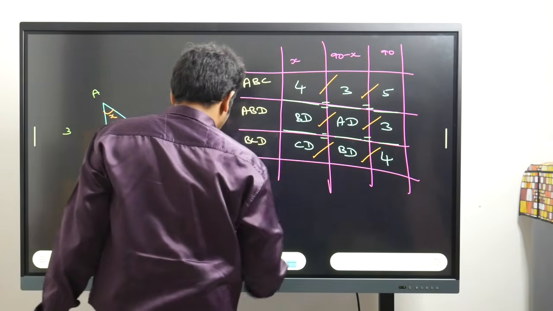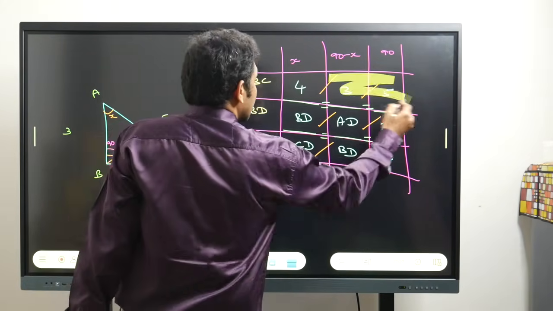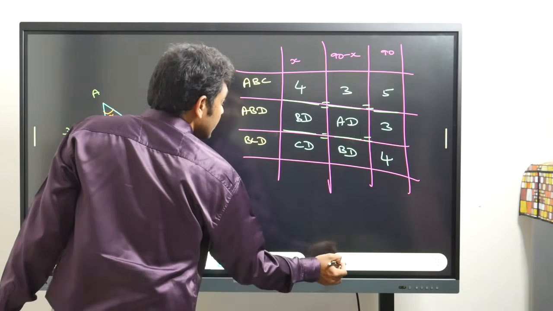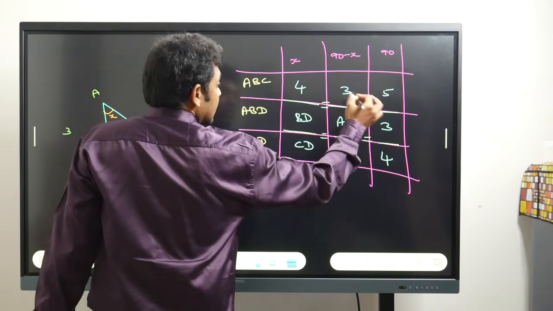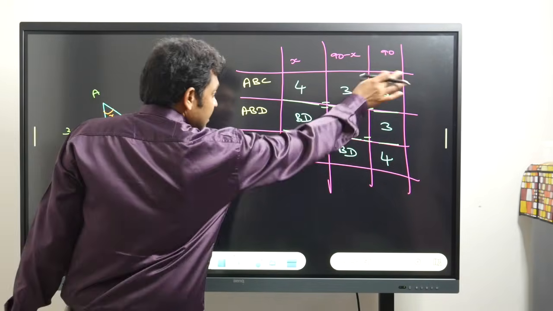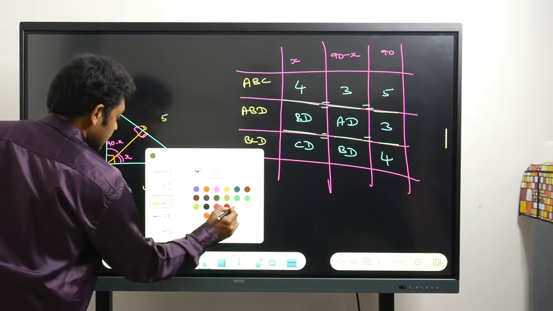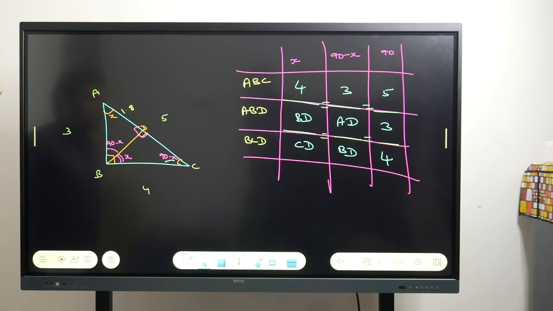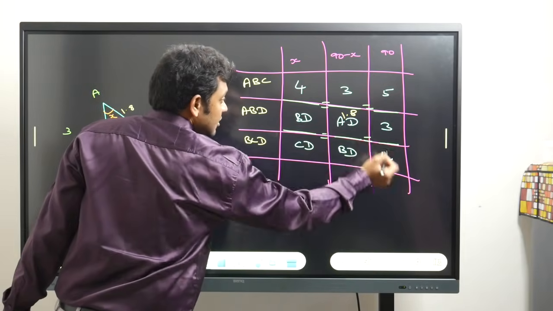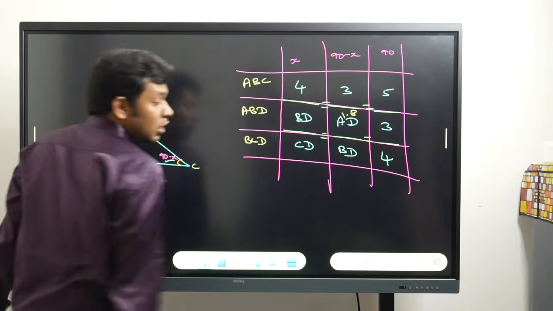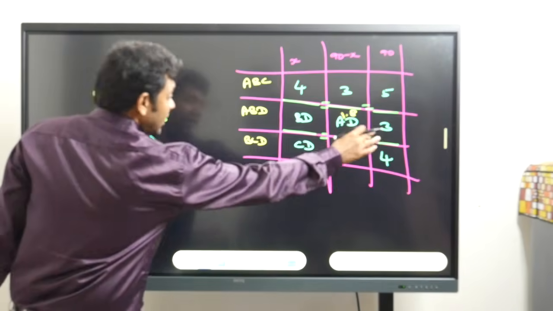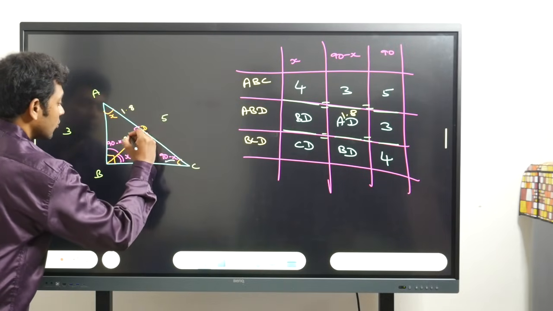Using this, I can actually find the value of AD. Because 3 by AD is equal to 5 by 3, therefore AD is equal to 3 times 3 by 5. So AD is equal to 9 by 5, which is 1.8. If AD is 1.8, using AD by BD is equal to 3 by 4, BD is equal to 4 times 1.8 by 3. 1.8 by 3 is 0.6, and 4 times 0.6 is 2.4. Therefore, BD will be 2.4.